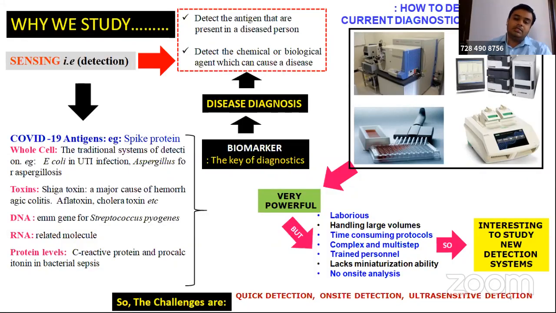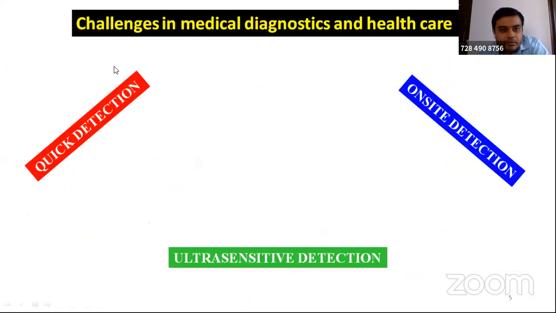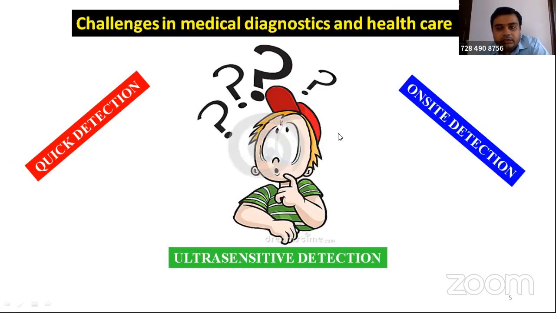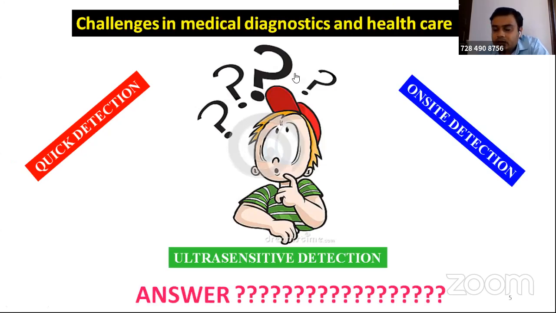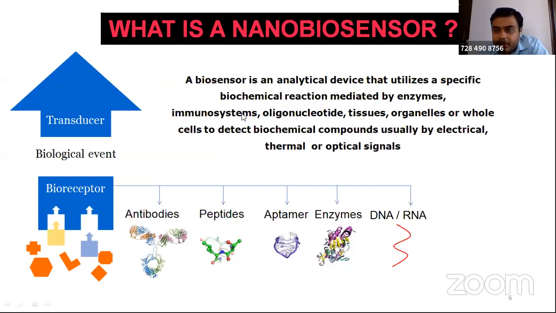So in order to remove this complexity, the major needs in medical diagnosis or environmental monitoring are quick detection, on-site detection, and ultra sensitive detection. So new techniques are always required. These are the major challenges in medical diagnosis and healthcare: quick detection, on-site detection, and ultra sensitive detection. And the answer for this particular thing is nanobiosensors, right? Nanobiosensors.